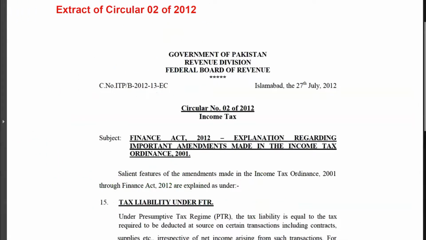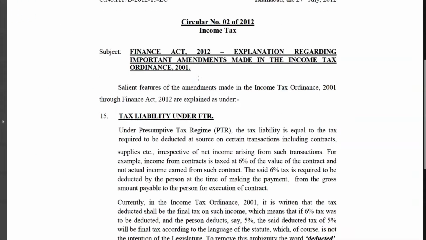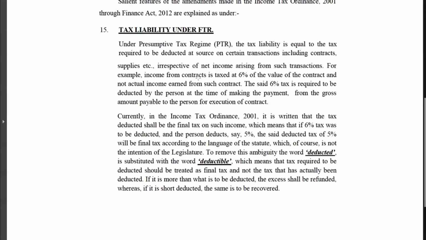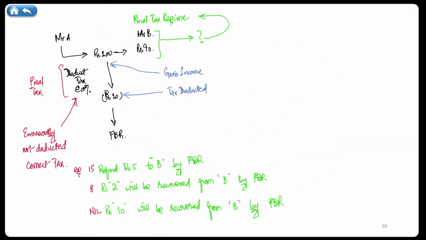This circular was issued by FBR when the word deducted was replaced by the word deductible in Section 169 by Finance Act 2012. In our upcoming videos, we will talk about each of these listed sections in detail.